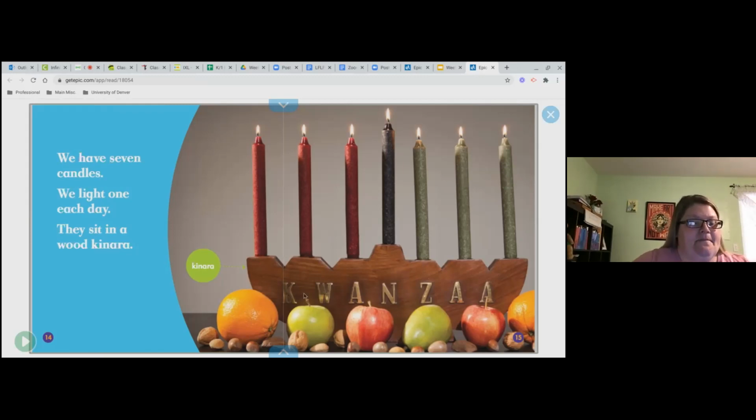Hayes, how many candles are there? 7. In a complete sentence, there are 7 candles. They light them each day. Where do they sit, Hayes? They sit in a boat.